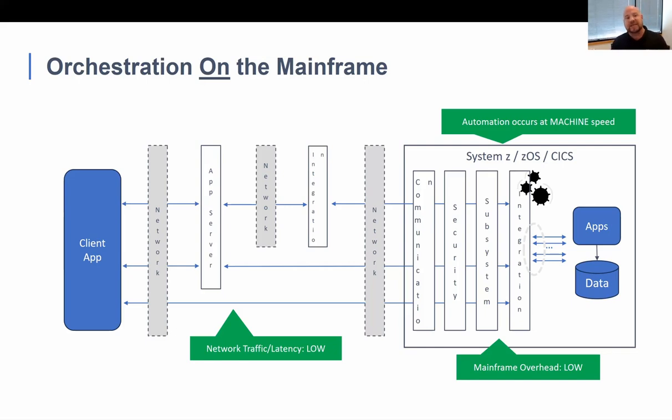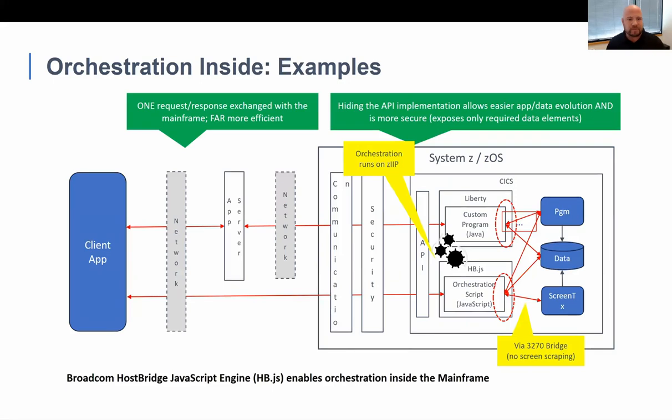Now, if you read between the lines on that, that's a real world cost savings because network traffic drives mainframe CP. So here's an example of orchestration. So how do we do that?